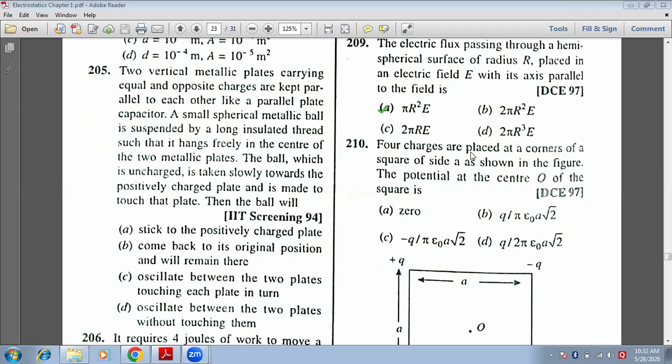Four charges are placed at the corners of a square of side A as shown in the figure. The potential at the center O of the square is option A 0, option B q upon pi epsilon naught A root 2, option C minus q upon pi epsilon naught A root 2, option D q upon 2 pi epsilon naught A root 2. Correct answer, option A 0.